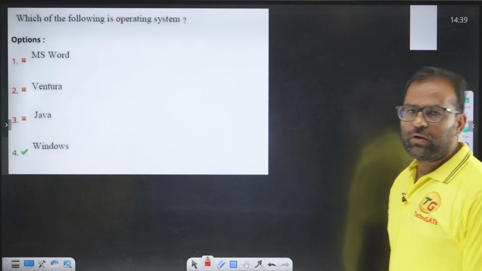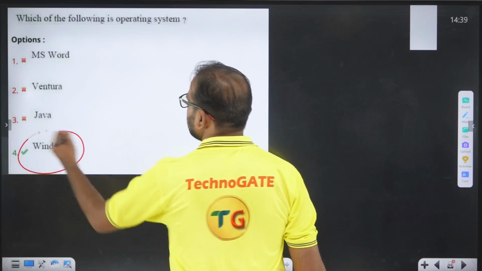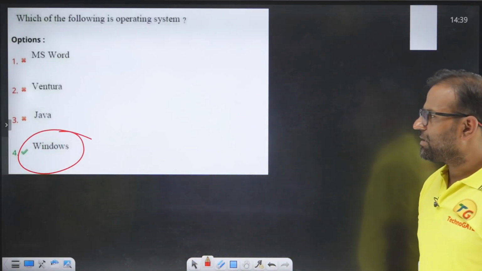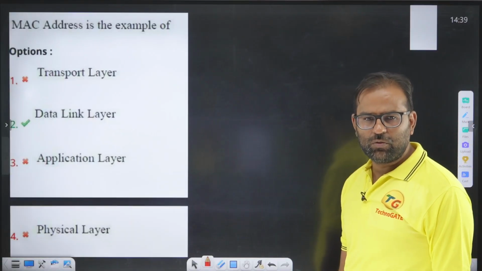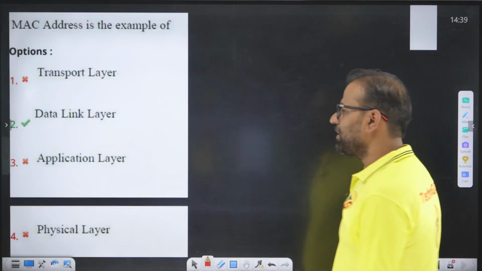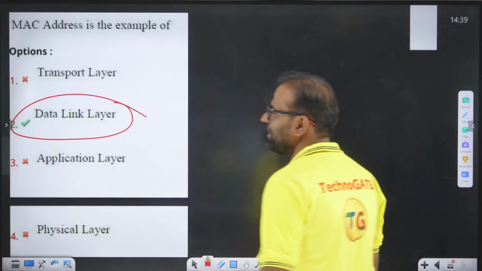Which of the following is an operating system? Windows clearly is an operating system. Java is a programming language. So we know the MAC address is an example of what? Example of the data link layer.